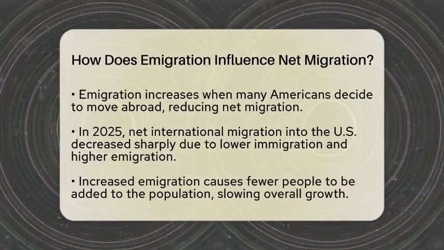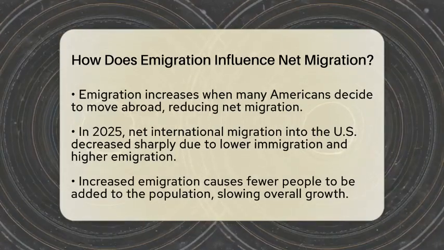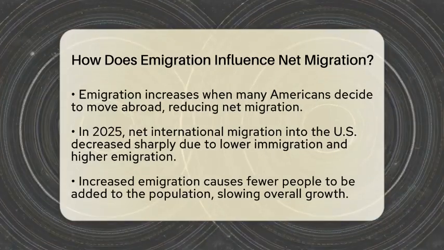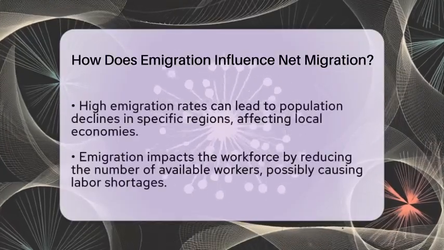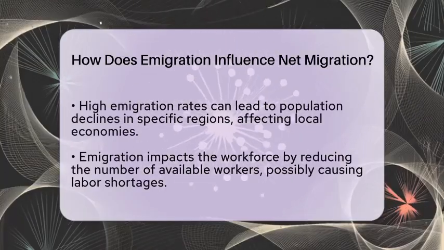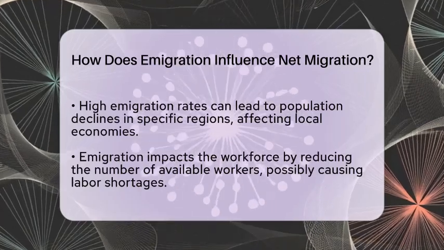Emigration influences population size and growth by removing people from the country. When many people leave, the population growth slows down or even declines if emigration exceeds immigration. This impacts the total number of residents and can change the demographic makeup of regions within the country.